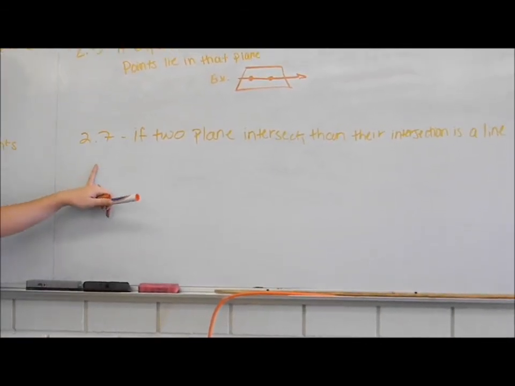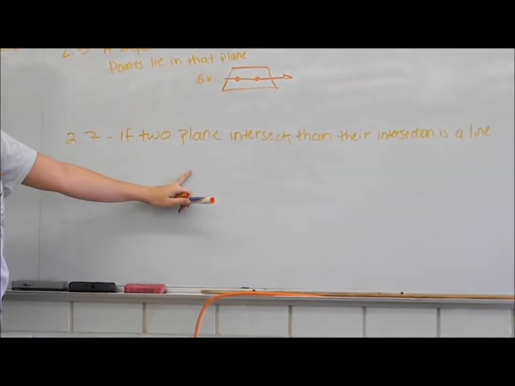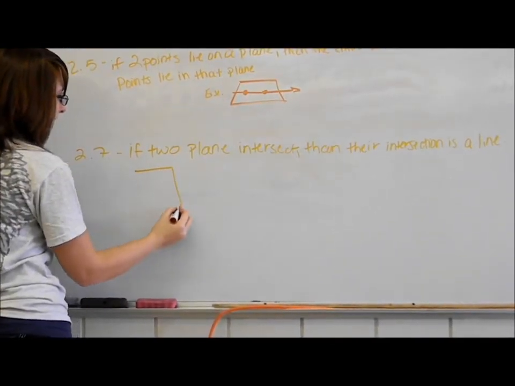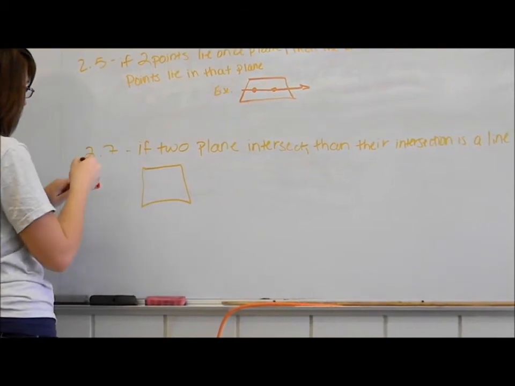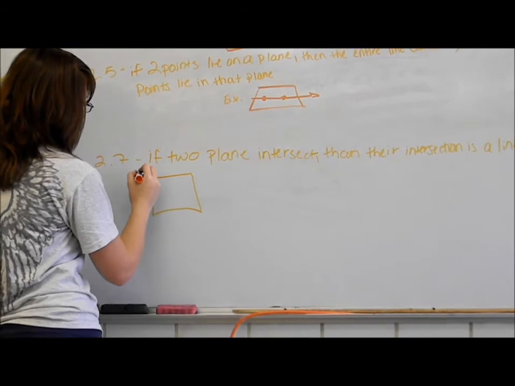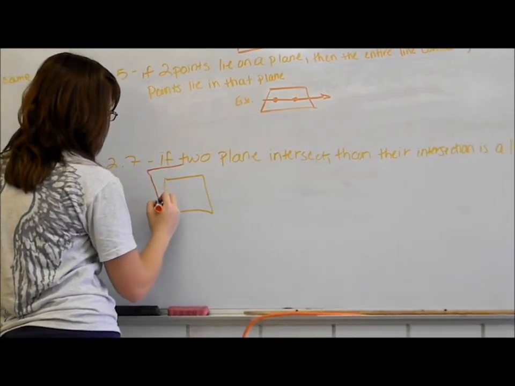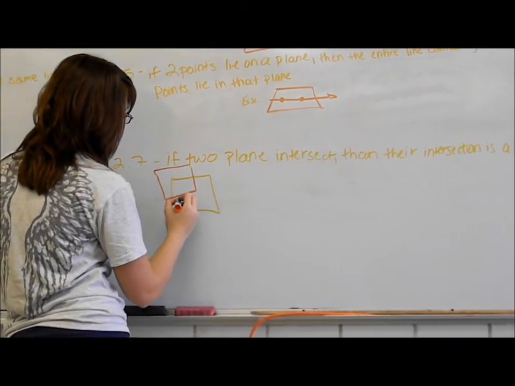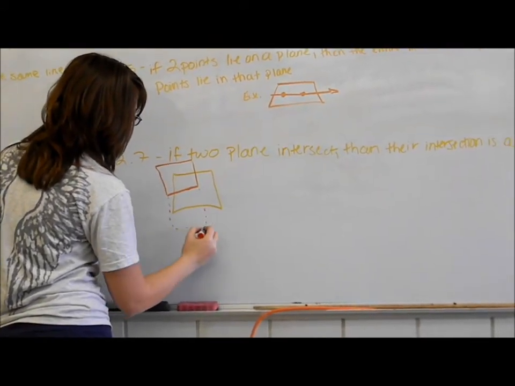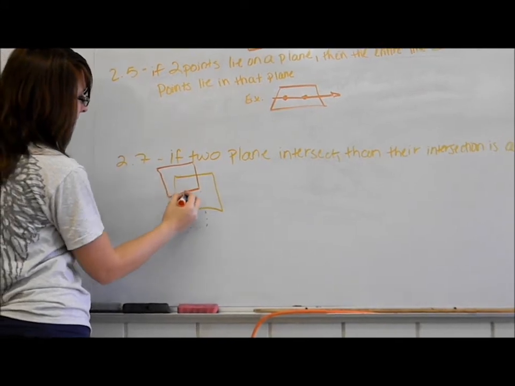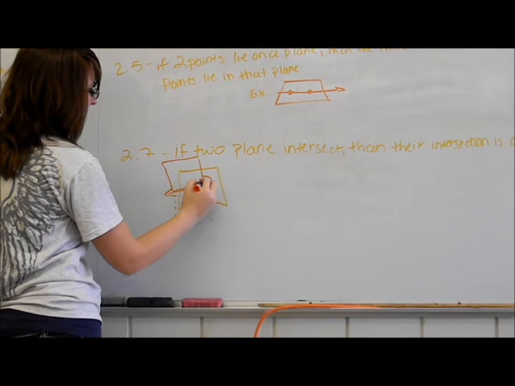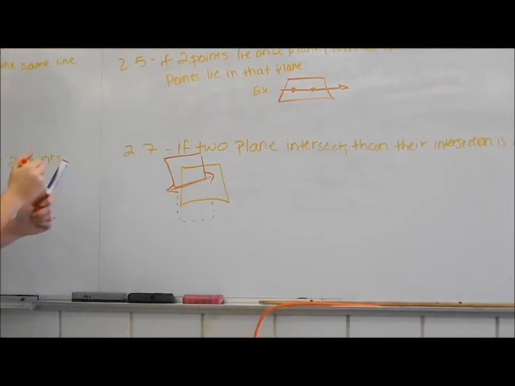For 2.7, it says if 2 planes intersect, then their intersection is a line. So for instance, we have this plane here, and we have another plane that's going to intersect it like this. This would be the bottom of the plane, but this is where it intersects. So this would be the intersection line of the two planes.